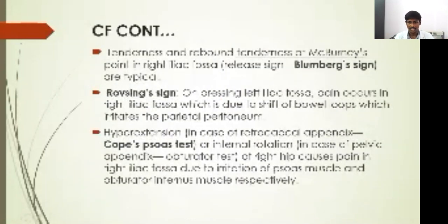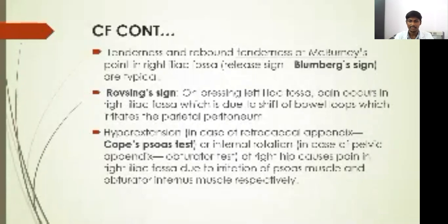Tenderness and rebound tenderness at McBurney's point in the right iliac fossa are typical. This is called Blumberg's sign. And Rovsing's sign is nothing but, on pressing the left iliac fossa, pain occurs in the right iliac fossa. This is due to the shift of bowel loops from the left side to the right side, which irritates the parietal peritoneum.